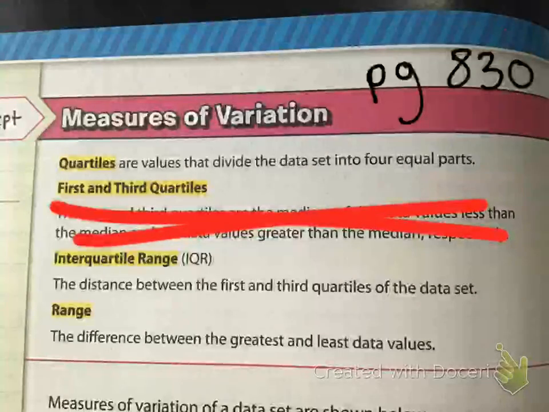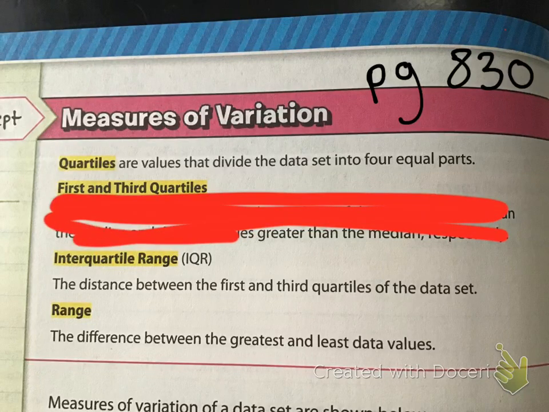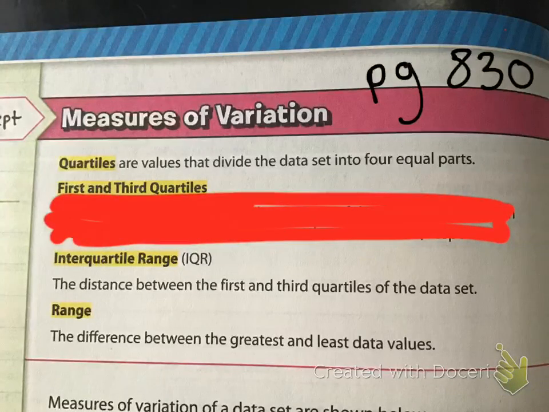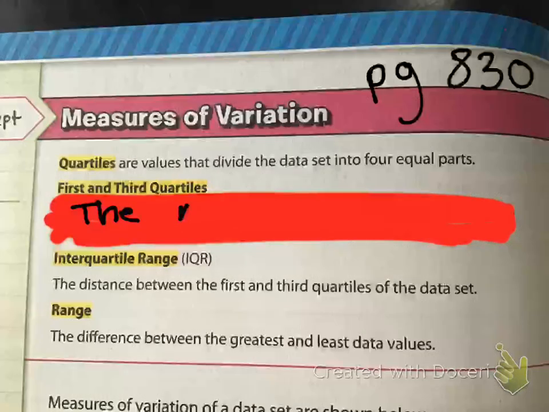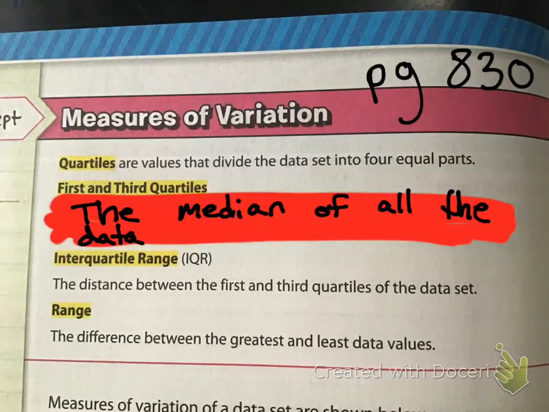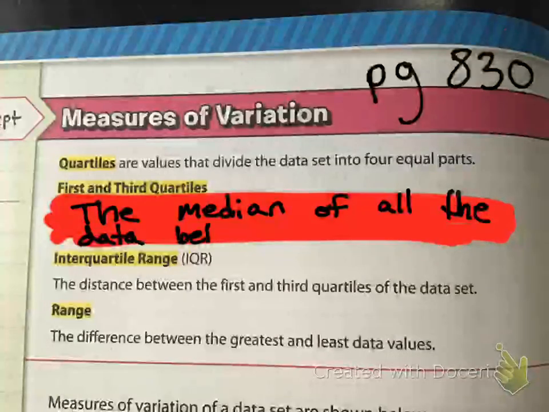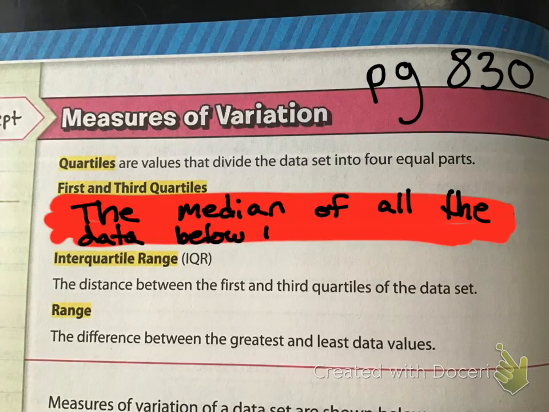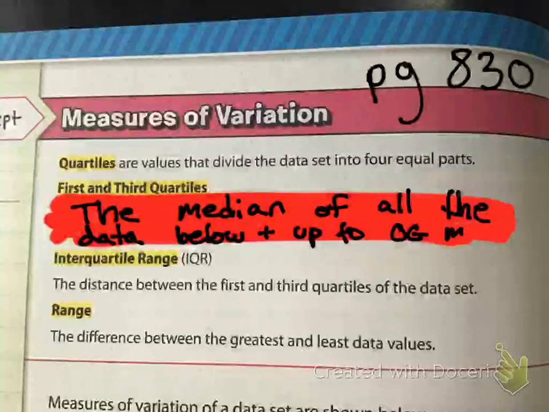So if I were to have you write a better definition for first and third quartiles, essentially it would be the median of all the data below and up to the original median.